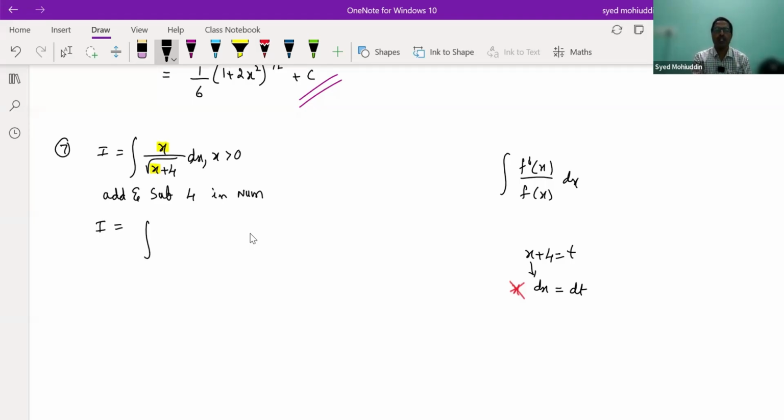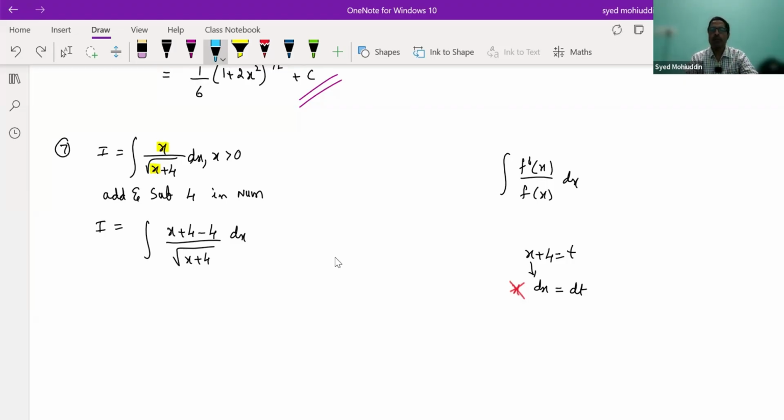So what happens? Let us see. x plus 4 minus 4 whole divided by under root x plus 4 into dx. Now, if I just cancel out this 4, I'll get back the question. So the question should not be affected by addition and subtraction of that value. So I'm adding and subtracting. Whenever you have this type of problem, this is the procedure that you need to follow. Getting this one?